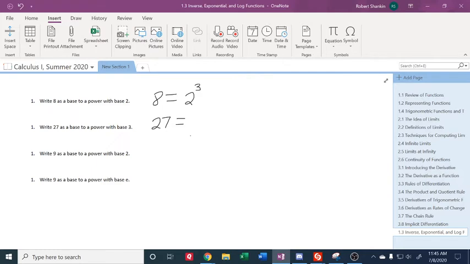Okay, and this one, the base is 3. 3 to what power? 3 to the third is 27. Alright, let's go to the next number 1. Write 9 as a base to a power with base 2. This one you're going to have to think about.